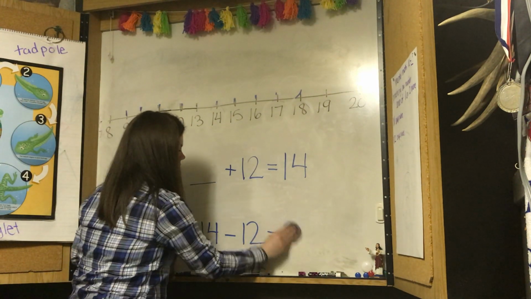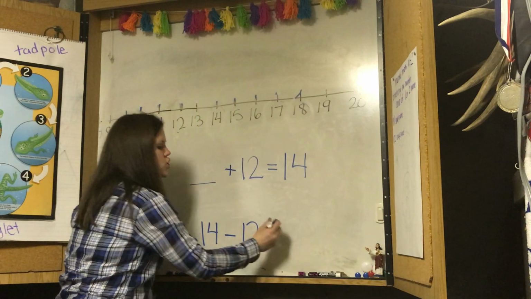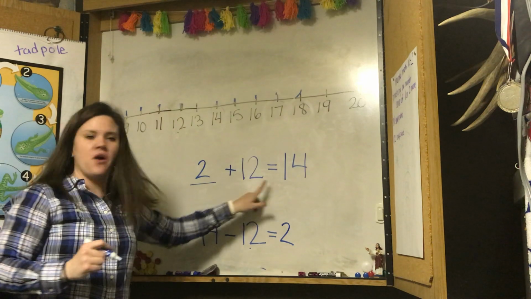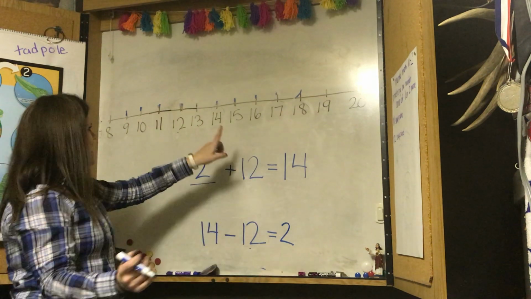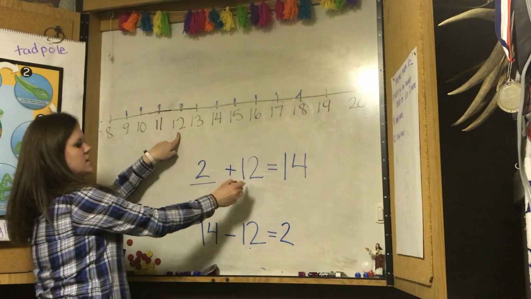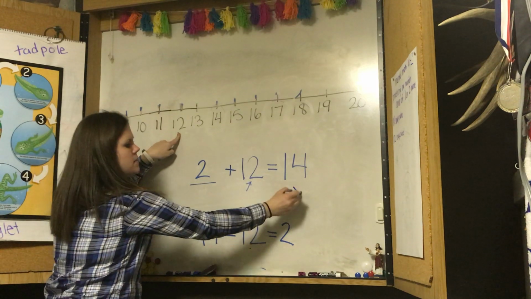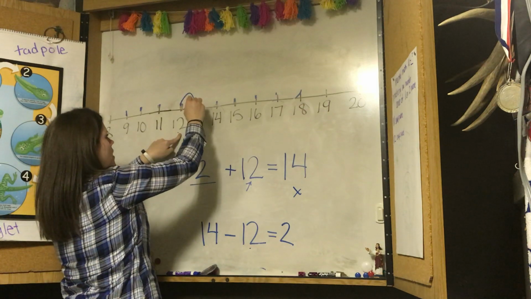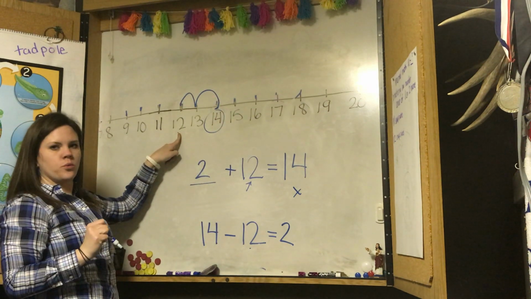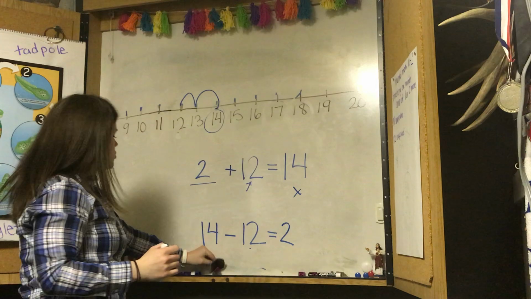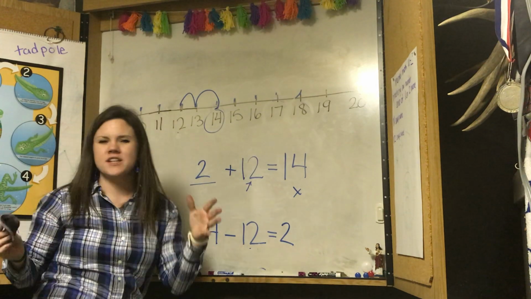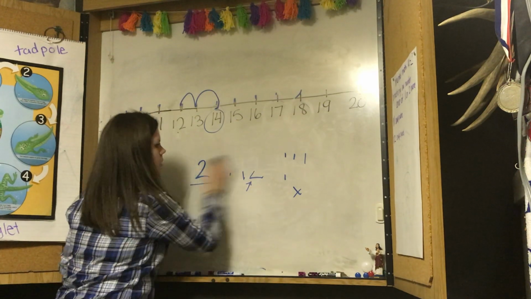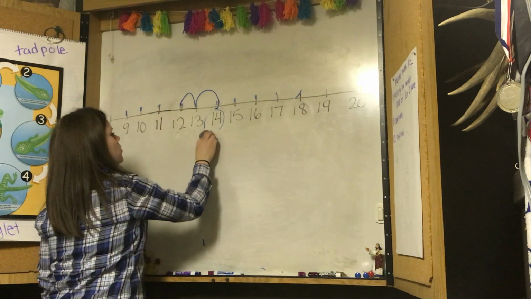Is 14 take away 12 2? Yeah. And is 2 plus 12 14? Yeah. Let's check on our number line. Ready? This is where I'm starting. This is where I'm stopping. This is how many I'm hopping up. Ready? 1, 2. You guys are so smart. I know this subtraction work has seemed really hard, but I bet today it's all clicking. It's all coming into place, right? You worked so hard.